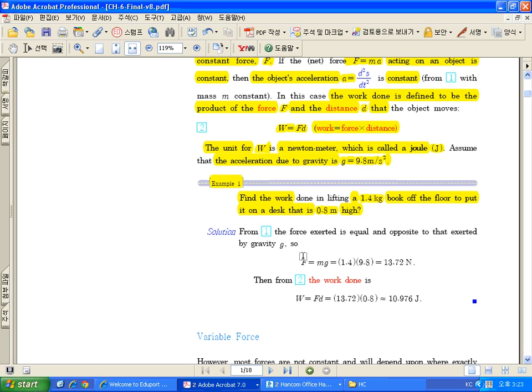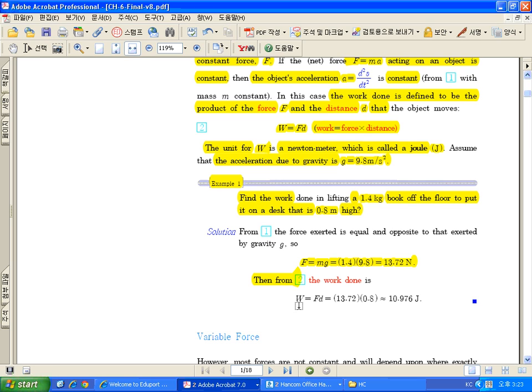First, from the first formula, F is equal to ma. In this case, the acceleration is gravity, because we are in the natural situation on the Earth. So F can be written as m times g. Here, the mass is 1.4 kilograms, and g, gravity, is 9.8. So F is 1.4 times 9.8, which is 13.72 Newtons.